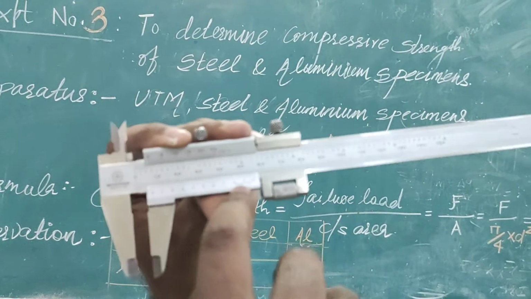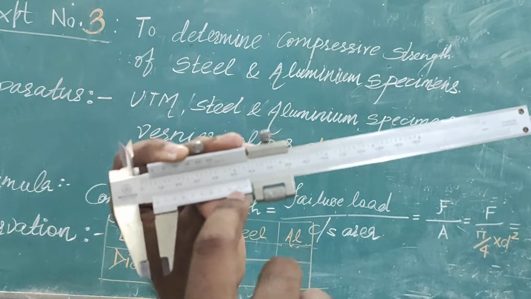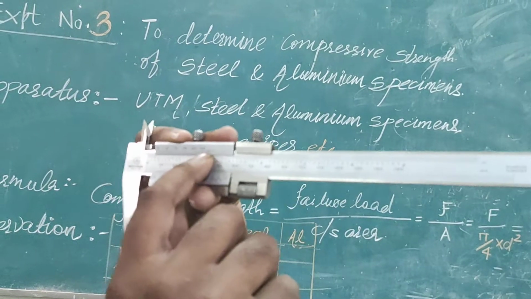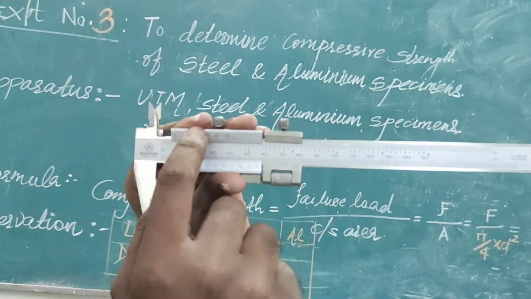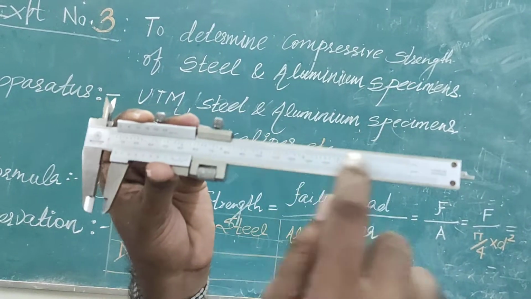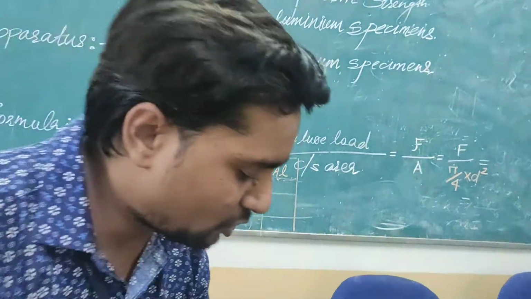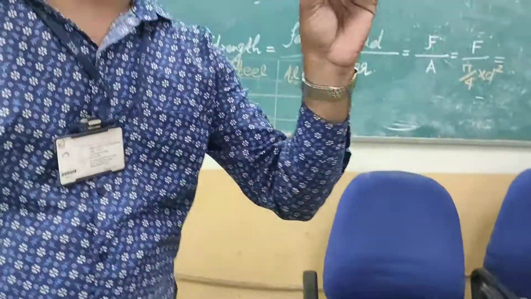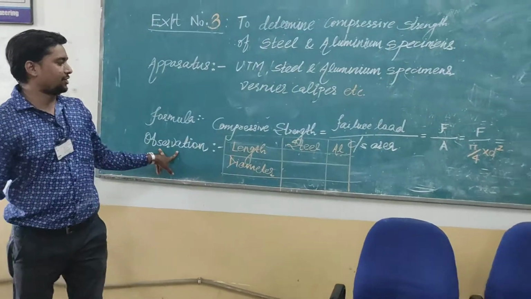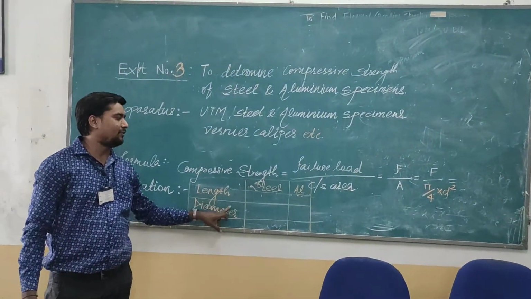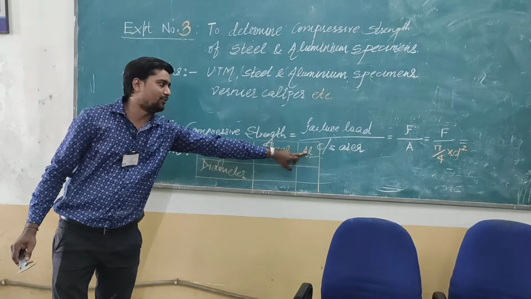The least count value is mentioned here, 0.02 mm and 0.001 inch. So this is one vernier scale, this is the main scale. We have to take the dimensions of these materials. In the observation, you have to take the length and diameter of these two materials, steel and aluminum.